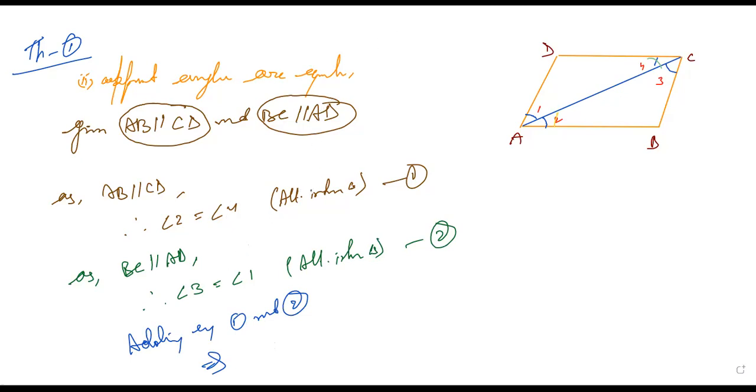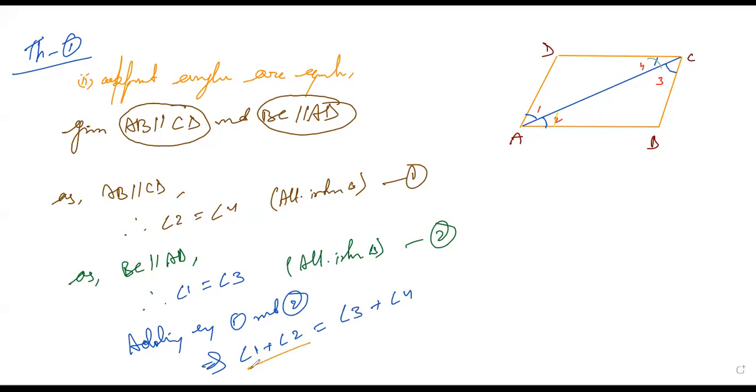Just a minute, I will rearrange this one. This angle 1 and 3, I'm just rearranging it and I will write like this. Angle 1 is equal to angle 3, like this, then it will be much better. So over here, if you add this one, you will get angle 1 plus angle 2 is equal to angle 3 plus angle 4.